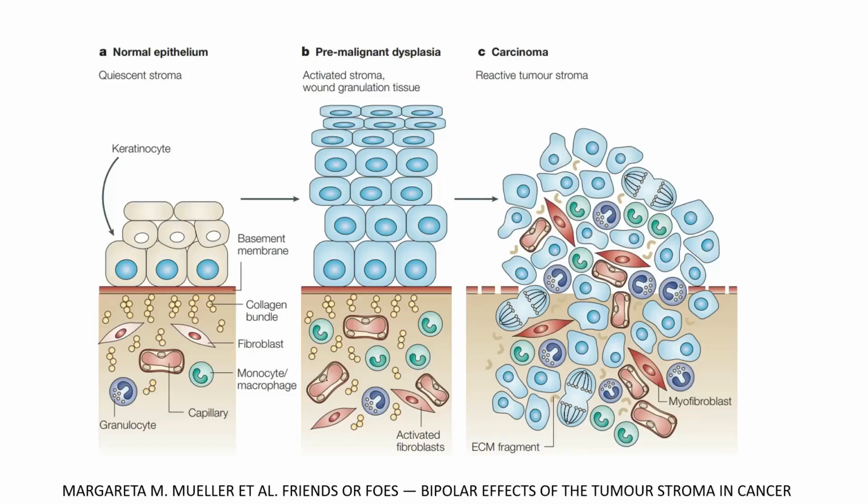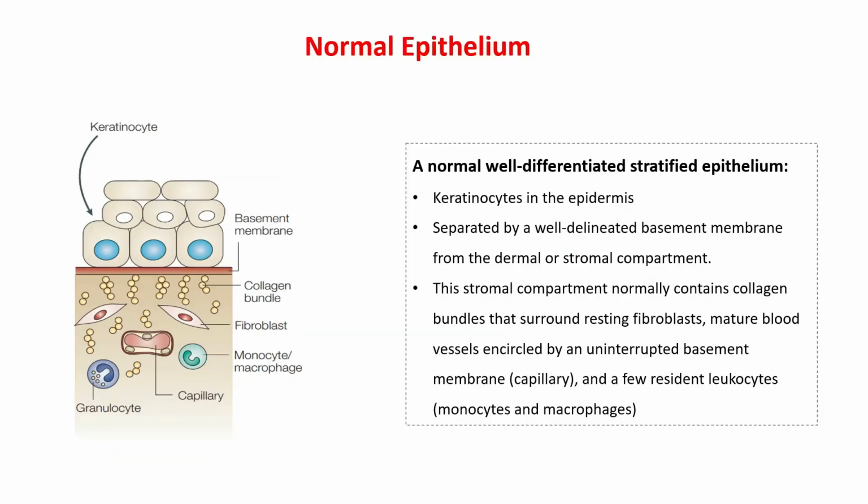So before we talk more about FAPI as a whole, we'll spend some time understanding the basic tumor biology, that is, the normal epithelium which progresses through multiple phases to form a pre-malignant dysplasia followed by carcinoma, and what actually happens in each phase. So that's how a normal epithelium looks. You can see we have keratinocytes in the epidermis, and we have a stroma, and these two groups of cells are separated by a well delineated basement membrane.